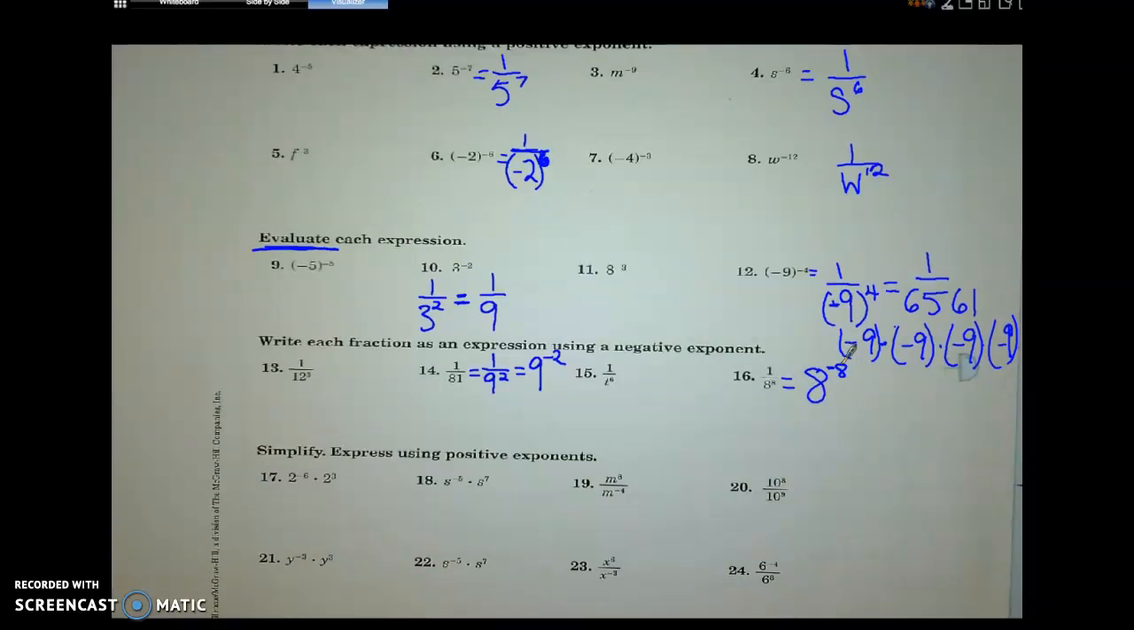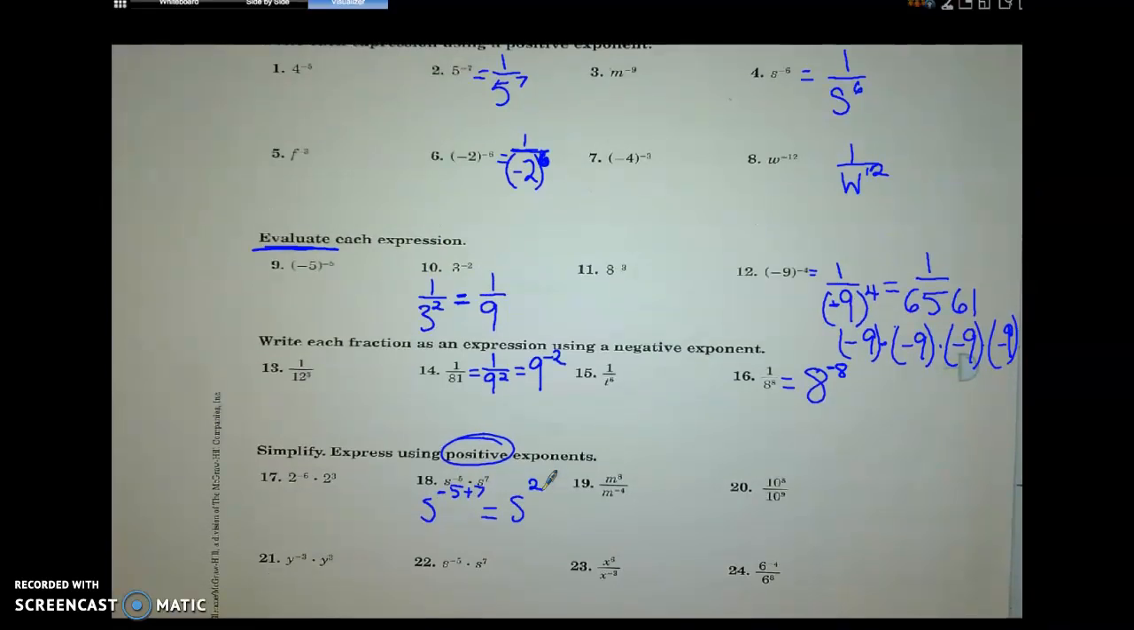On the last section, simplify using positive exponents. That's what we usually want. So we want to find the positive exponents. But we're going to be combining some rules. So with 18, first rule, I'm going to add the exponents. So that's going to give me s to the negative 5 plus 7. That's going to end up being s to the second power. And actually, that has us done right there.